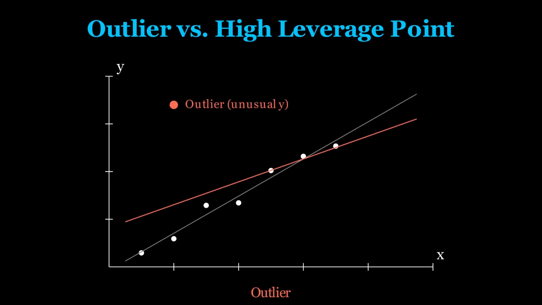An outlier is unusual in the vertical direction. Its y value is far from what the trend predicts for that x. Notice how the part of the red regression line that lines up vertically with the outlier is pulled upward and away from the original gray line. This is due to the influence of the outlier, making this specific outlier an influential point.